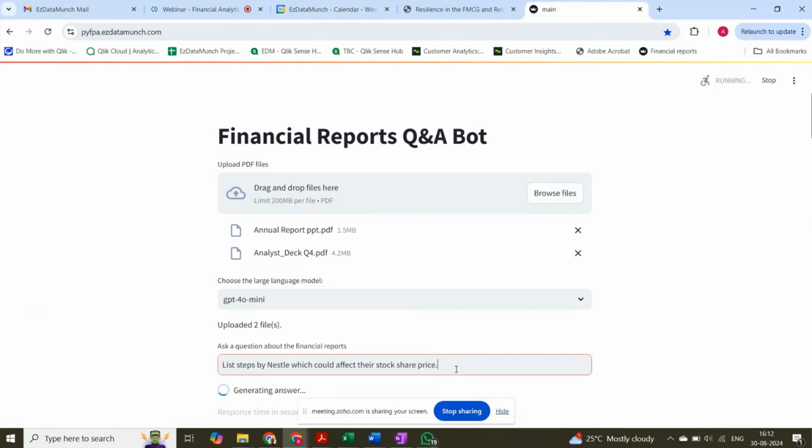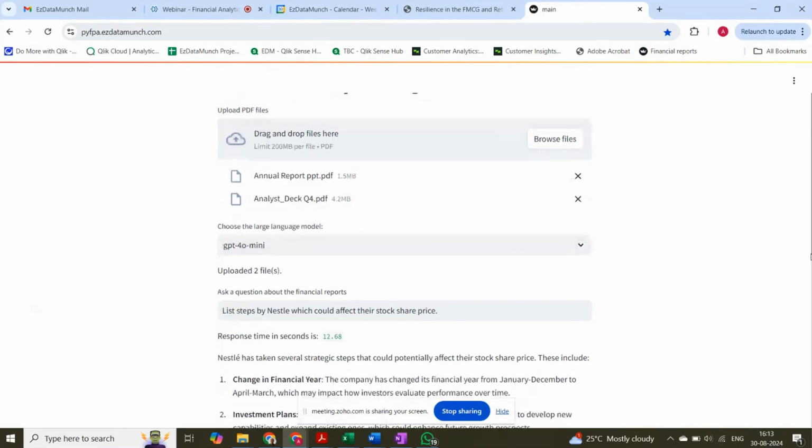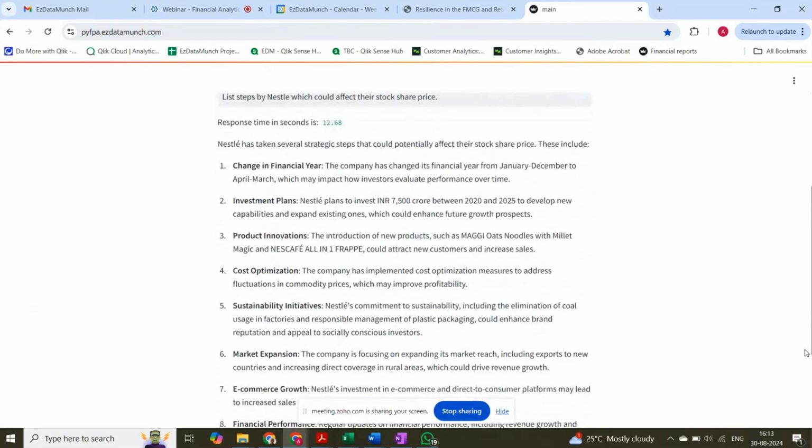Now, this is only text. There's no numbers here, right? So basically asking what steps have Nestle taken to get some growth in their business? Oh, okay, it has come up with something. So it says that there's a change in financial year. It has changes it plans to invest 7,500 crores. Some new products have come in. Cost optimization measures have been included.